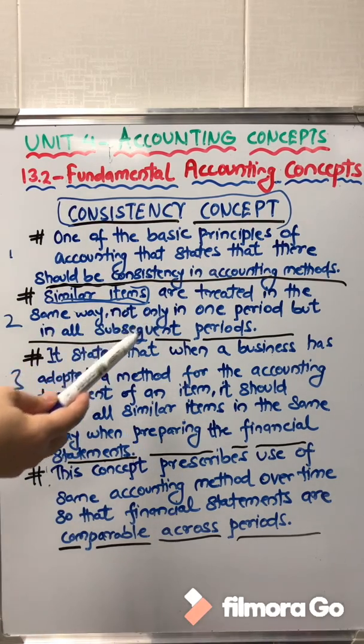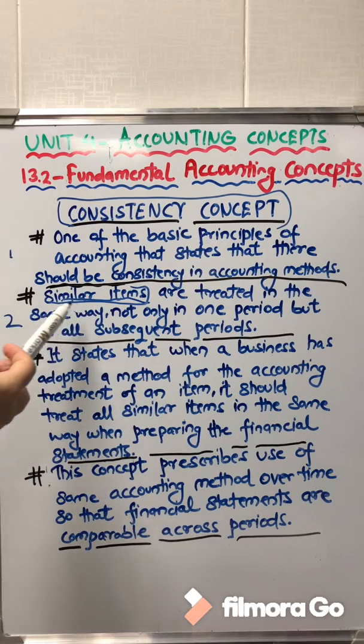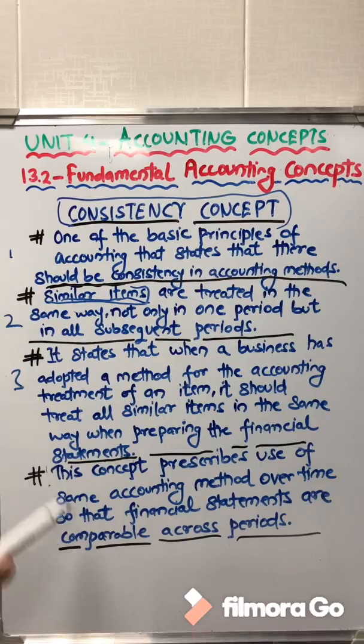It is said here that similar items are treated in the same way, not only in one period but in all subsequent periods. And this definition is also almost the same thing, that when a business has adopted a method for the accounting treatment of an item, it should treat all similar items in the same way. So these two things I will define in brief with an example. Now we'll just see the last definition, that this concept prescribes use of the same accounting method over time so that financial statements are comparable across periods.